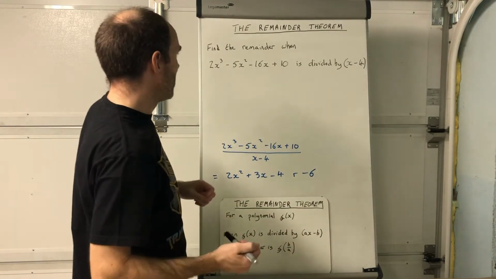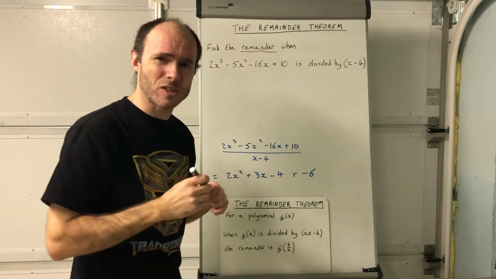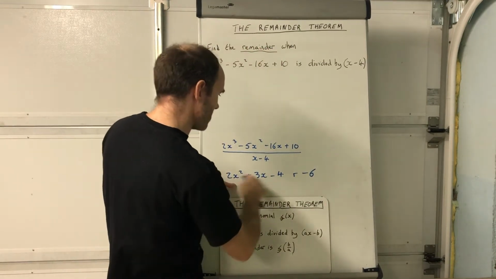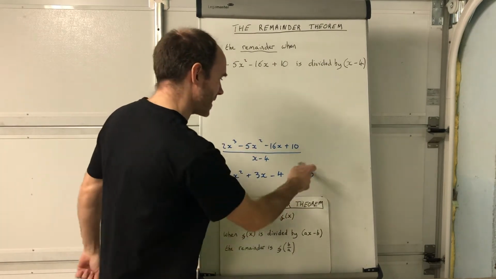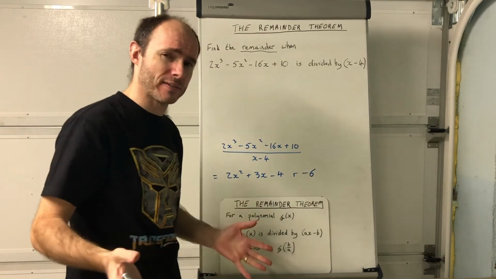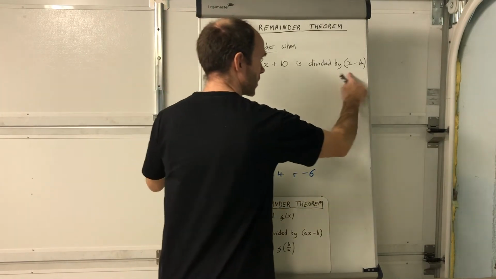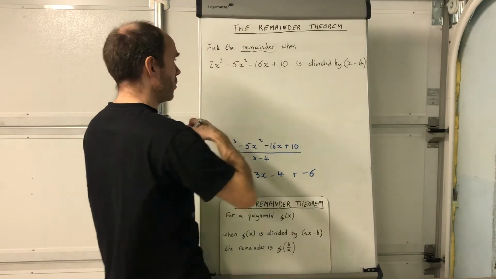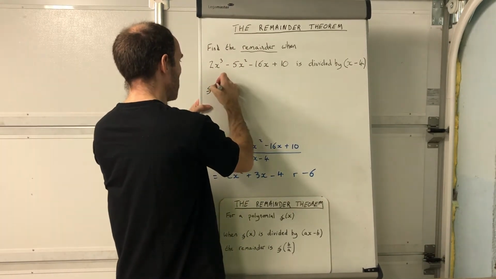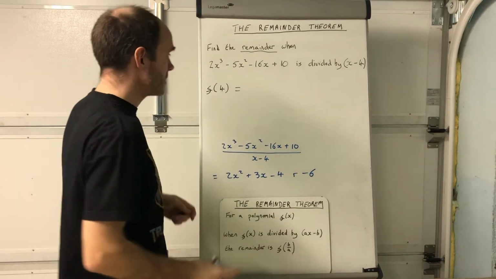If we're just after the remainder though, we don't need to know this bit here. All we need to know is the -6 bit. That's where the remainder theorem comes in. What it states is all we need to do is look at what we're dividing by and then substitute x equals 4. That is just to work out what f of 4 actually is. And that's it. Let's just go ahead and do that.